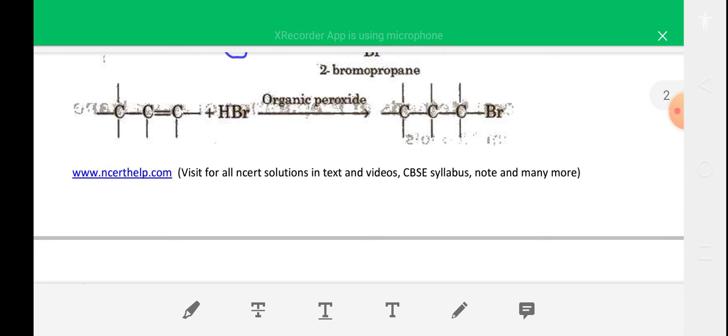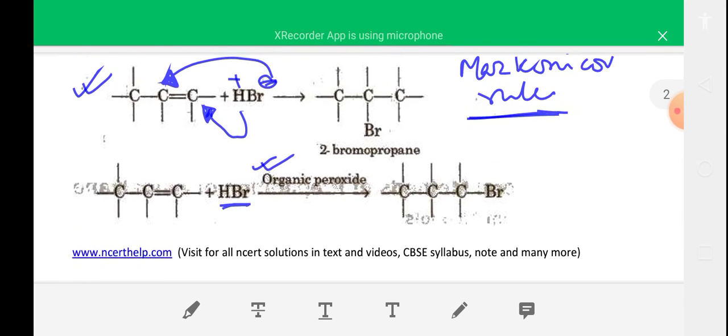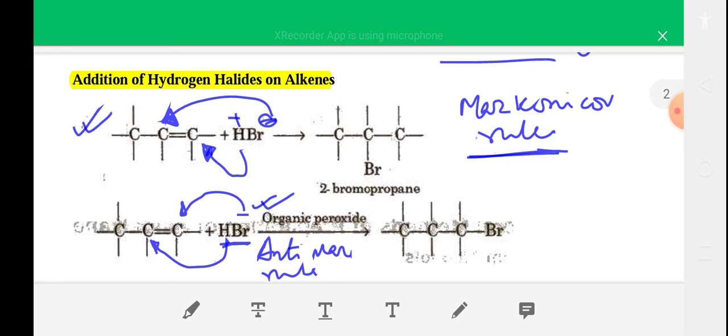But in the same reaction, in presence of organic peroxide, addition of HBr to alkene, the rule will be anti-Markovnikov rule. That is, in presence of organic peroxide, Br minus will enter the carbon which contains more number of hydrogen atoms, and H plus will enter the carbon atom which contains less number of hydrogen atoms. So in presence of organic peroxide, addition of HBr to the alkene, the rule will be anti-Markovnikov rule. You have already studied in class 11 about Markovnikov and anti-Markovnikov rule.